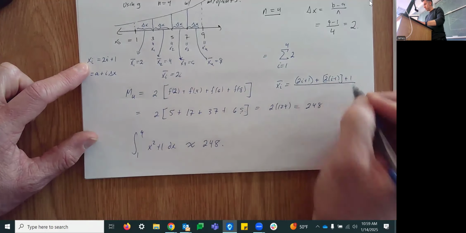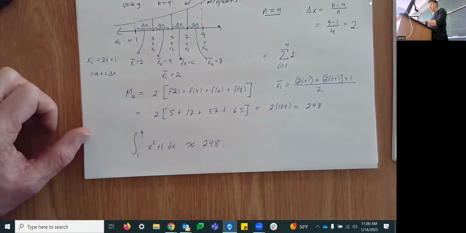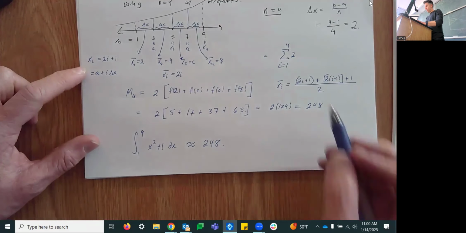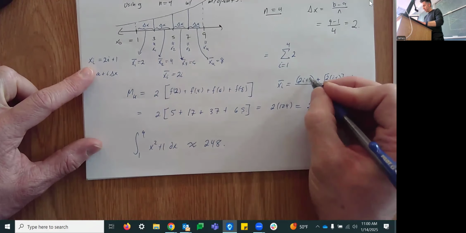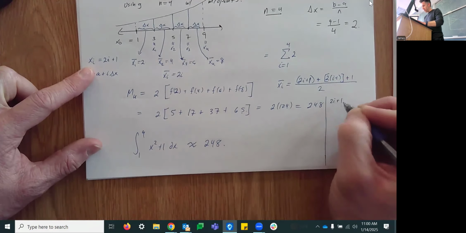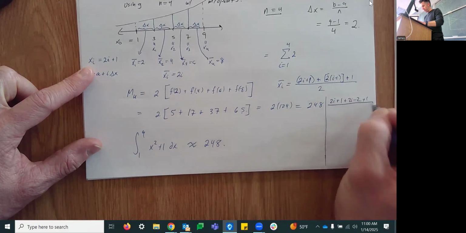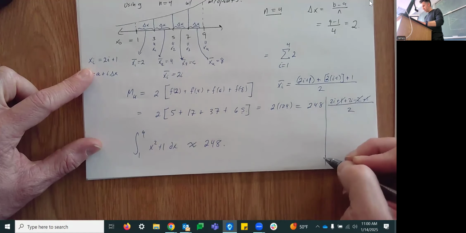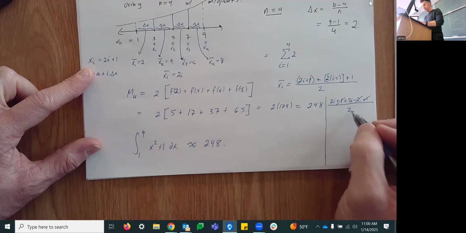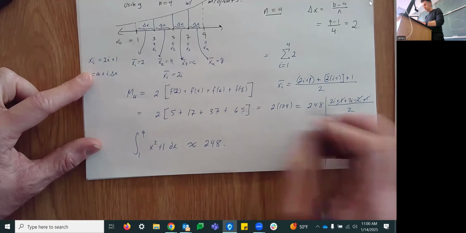Divided by 2. And if you calculate that, it simplifies down to 2i, right? The plus 1 here, in fact, why not just do it? So I get 2i plus 1 plus, distribute the 2 here, 2i minus 2 plus 1, all divided by 2. The 1 and minus 2 cancel. 2i plus 2i is 4i. 4i divided by 2 is 2i, like we said.